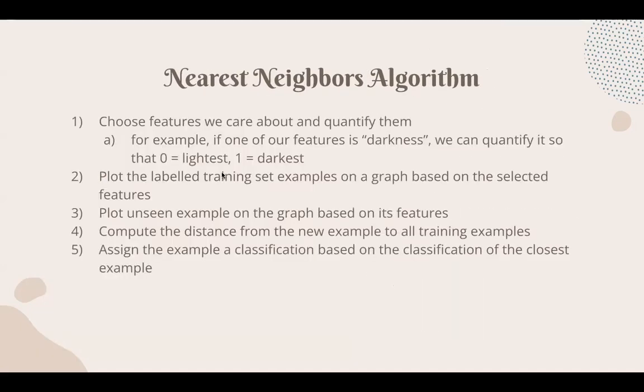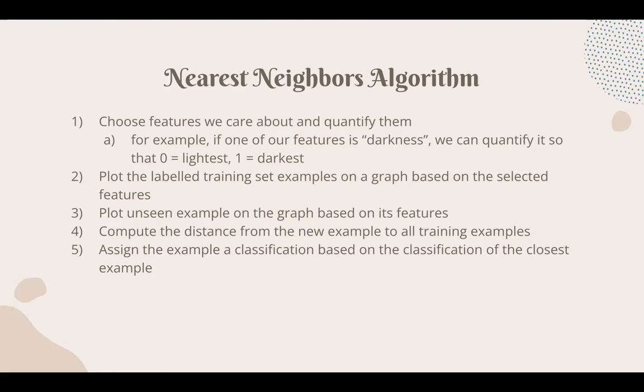So what do we do with our k nearest neighbors algorithm? The first thing we do is choose the features we care about and quantify them. For example, if one of our features is darkness, we quantify it so that 0 is lightest and 1 is darkest. Going back to our wolf and coyote example, if we're talking about the color of fur and we want to go from white to black, the whitest fur could be 0 and the blackest fur could be 10.